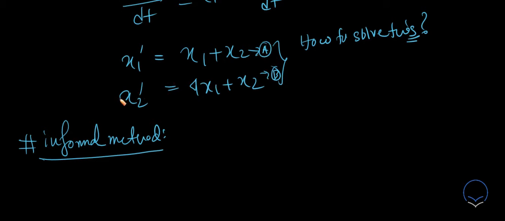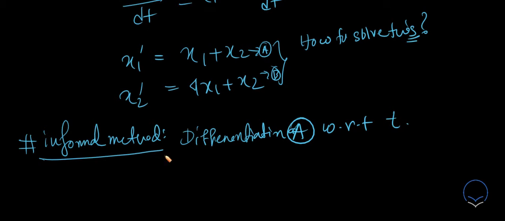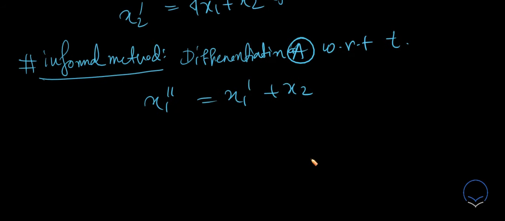Since you have this x2 prime in terms of x1 and x2, and you have x1 prime over here, what you can do is take another derivative of equation A. So differentiating equation A with respect to t gives me x1 double prime equals x1 prime plus x2 prime, right? And x1 prime, as you can see from equation A, is simply x1 plus x2, right?